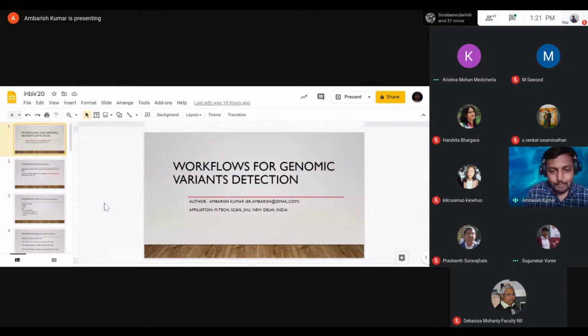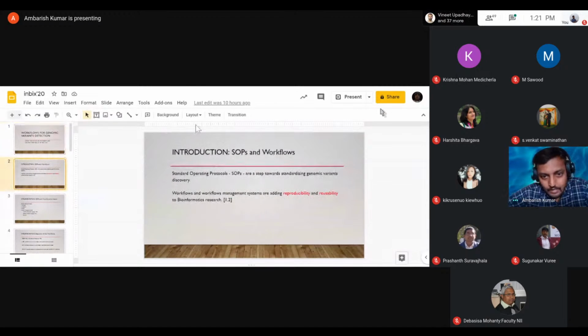I'm Ambrish Kumar. I'm a passed out student from SCIS JNU, and my designation is currently MTech. I'm not PhD, so I prefer not to be called Dr. Ambrish. So I'm starting my presentation. My topic is workflows for genomic variants detection, and I have worked over three workflow management systems, and I'm starting from the introduction.